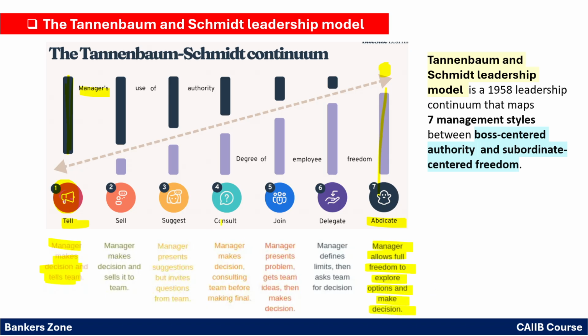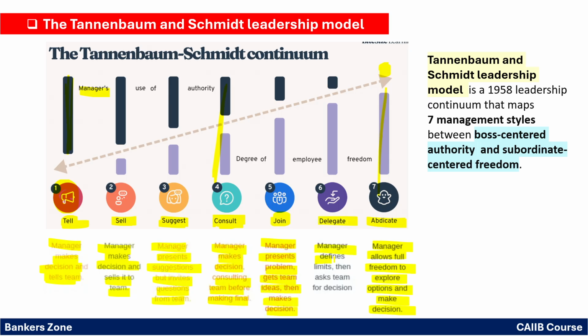So what is the middle stage? The middle is consult. At least remember the names of the stages: first, middle and last. In the middle, consult. The manager makes the decision, consulting with the team before making it final. That is called 50-50. So remember it that way, very simple. In sell, obviously, more authority. The manager makes the decision and sells it to the team, meaning I have taken the decision, you have to implement it. Suggest means the manager presents a suggestion but invites questions from the team. In join, the manager presents the problem, gets the team's ideas and then makes the decision.